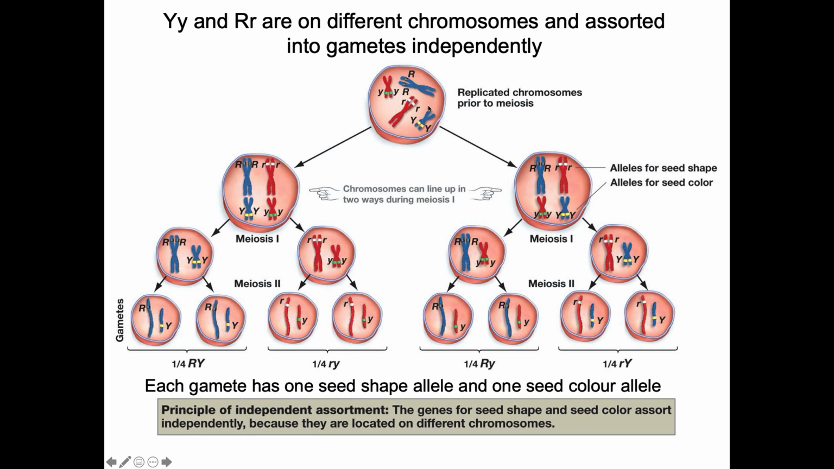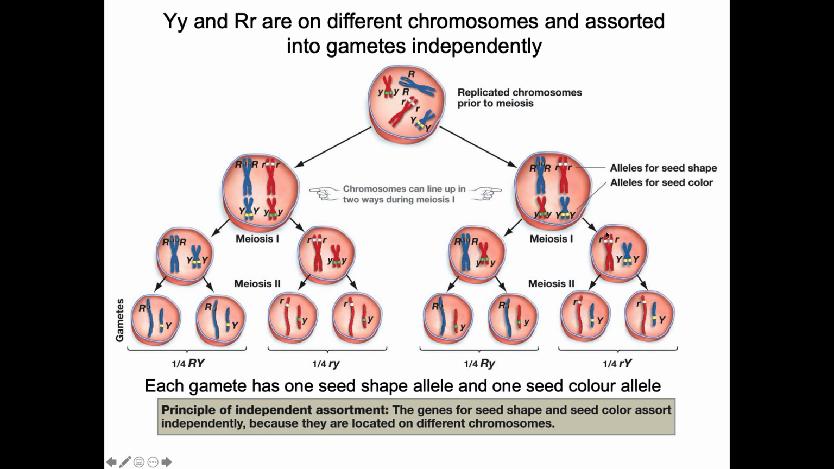However, these chromosomes could have landed on the metaphase plate in a different orientation, and this is diagrammed on the right-hand side of the slide. Here, the chromosomes have landed at the metaphase plate such that the dominant allele for the seed shape gene is on the same side as the chromosome with the recessive allele for the seed color gene, shown here. Similarly, the chromosome with the recessive alleles for seed shape landed on the same side as the chromosome with the dominant alleles for seed color.